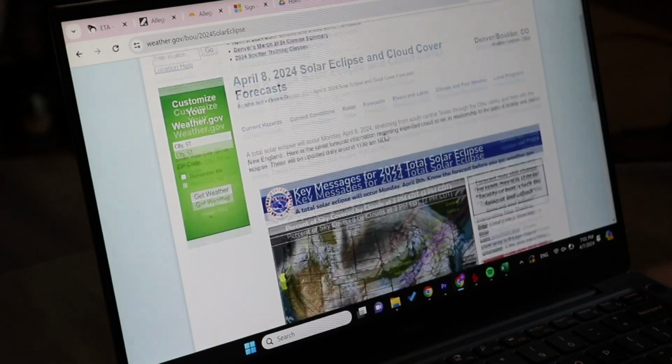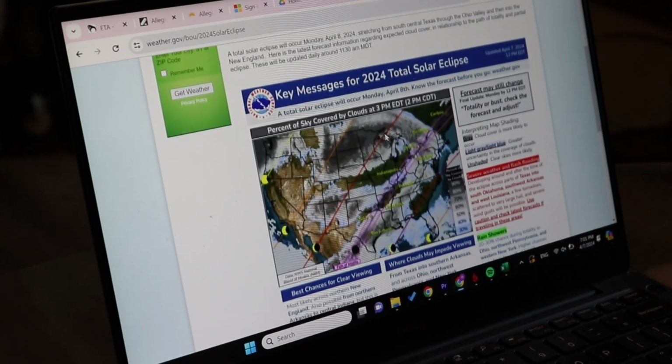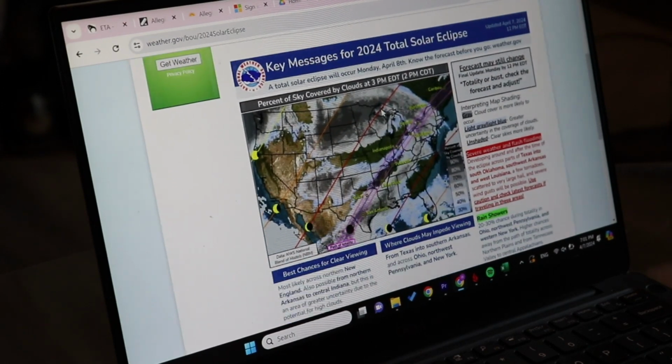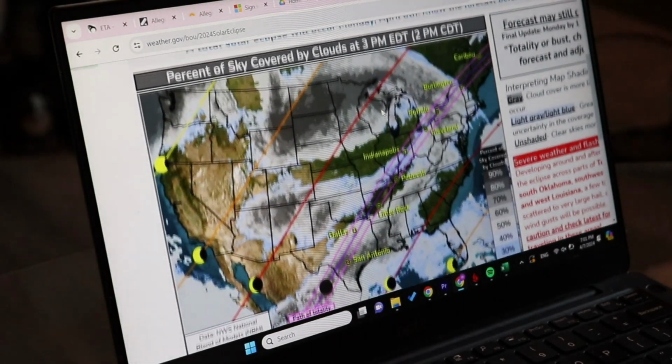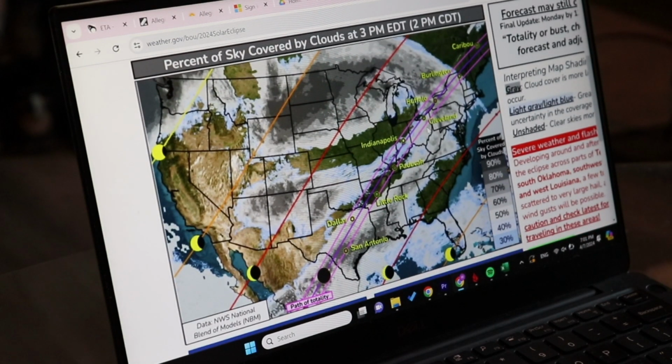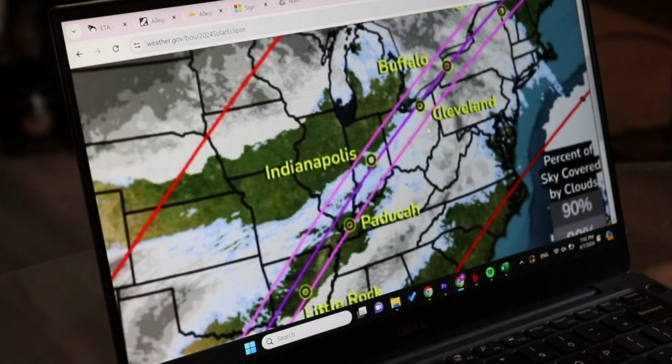So, one of the best resources that I can use right now is from the National Weather Service, and it gives us a map that predicts how much of the sky is going to be covered by clouds at 3 p.m. during the time of totality for the eclipse. If we take a look at Northeast Ohio, we can see that it's not looking great. There's definitely cloud cover, and at some of the worst areas, up to about 70%, with it getting worse as we go to the Northeast and a little bit better and more clear as we go west.